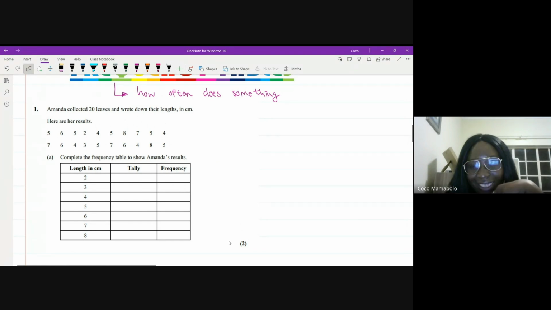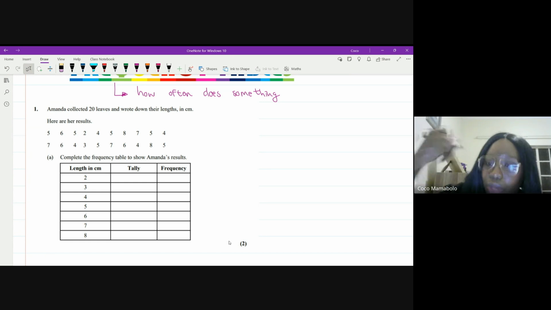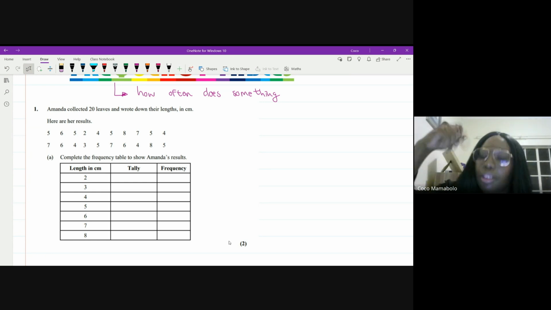Are we happy? There, we've got a tally. Okay, so when we've got information, the way we can group the information is to see how many times something shows up. We're calculating the frequency. So let's read this example over here.